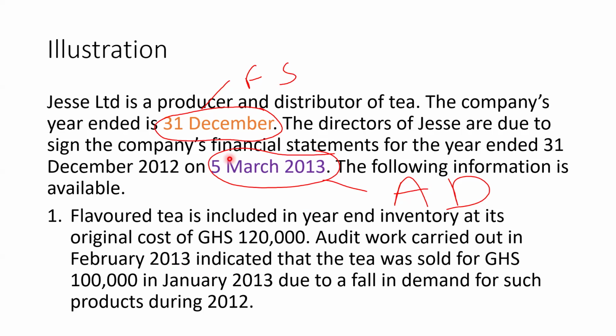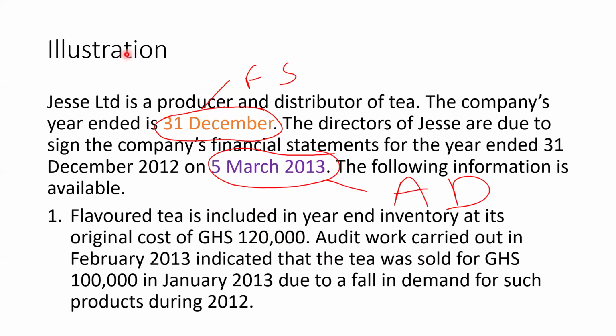Some people are saying overstated, others are saying understated. You want to know the effect of closing inventory on profits. That's why I started from cost of sales. Closing inventory reduces cost of sales, which means it is increasing profit. So if closing inventory was overstated, the profit was also overstated. To correct this, you have to subtract the overstatement from profit.